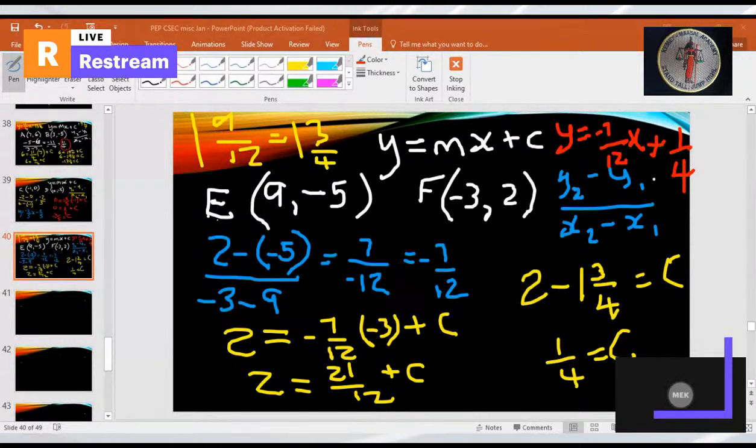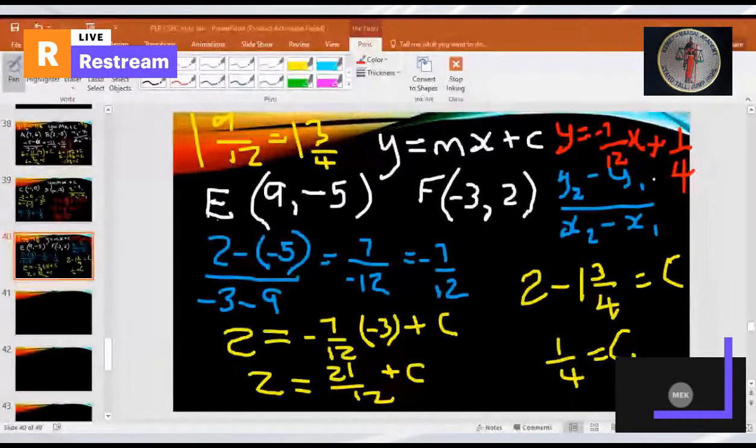The equation of a straight line is written in the format y equals mx plus c. So we need to know what the gradient is, which is m. We need to know what c is, which is the y-intercept. So we need to find those two things. The formula for finding the gradient is y2 minus y1 divided by x2 minus x1.